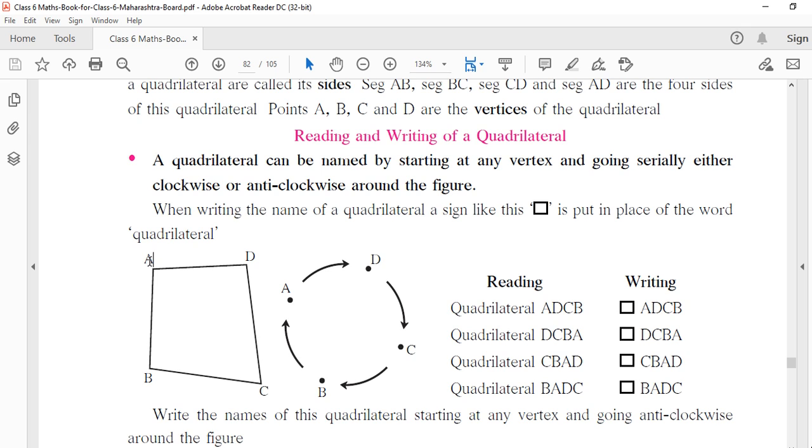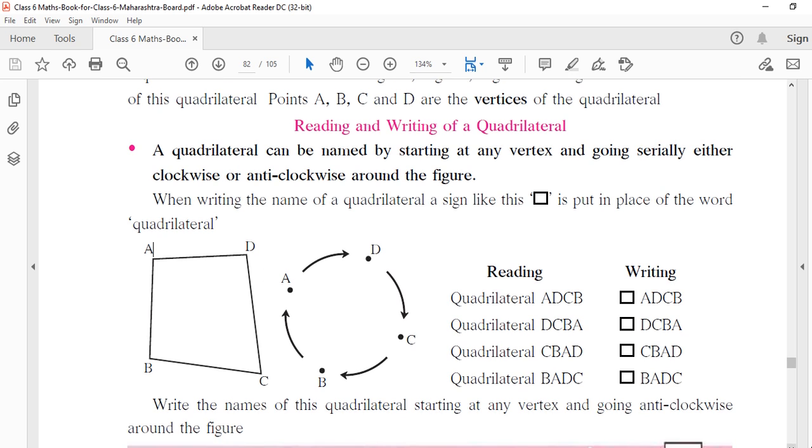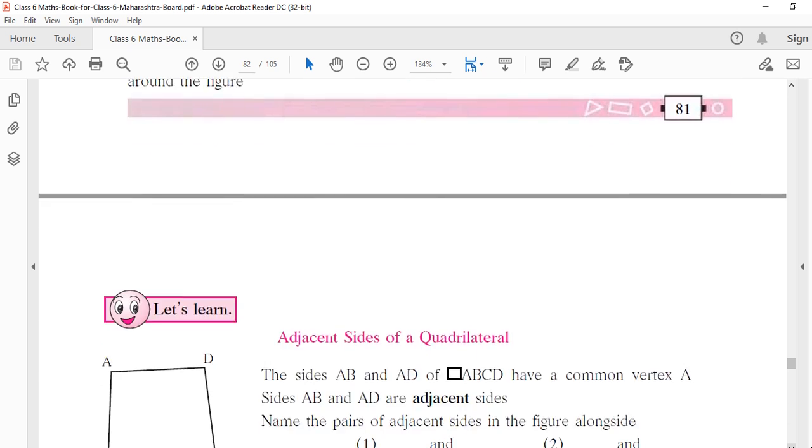So when we say ADCB, you can also write it as ABCD, but you cannot write ABDC. You have to go in the same order. You cannot miss or skip any vertex. So you cannot go A, B, D and then C. You have to go A, B, C and D. So this was with respect to the naming of a quadrilateral.